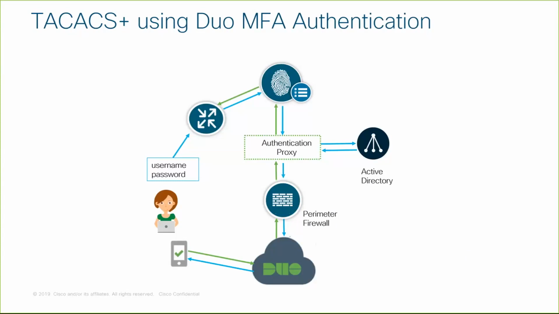But when you think about multi-factor authentication and its use, say for example, this is Jane. Jane wants to access the network device. She types in the username and a password, right? And it is sent to ISE, and ISE actually sends it to the authentication proxy, which belongs to Duo, and Duo talks to the Active Directory and performs the first authentication.